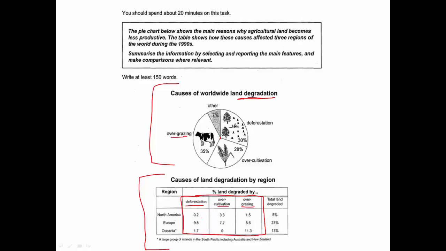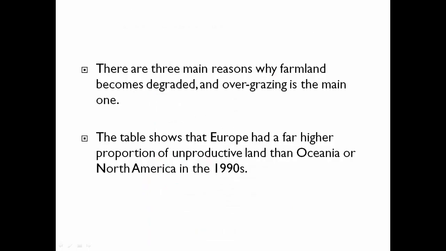Okay, there's just too much information here and we're not going to talk about that. What we need to do is look at this and see if there is any significant information here. And the most significant information here is Europe has much more land degraded than North America and Oceania. So the two key features are, there are three main reasons why farmland becomes degraded, and overgrazing is the main one. The table shows that Europe had a far higher proportion of unproductive land than Oceania or North America.